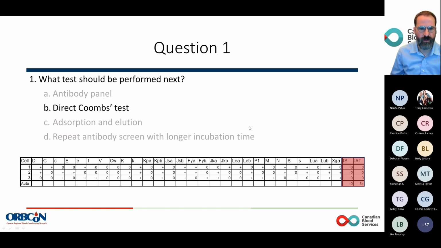And then finally, repeating the antibody screen with a longer incubation time. Well, there isn't really any reason to suspect that the negative reactions we're seeing are due to a problem with incubation, or an antibody that's not as high affinity or needs some extra time to incubate and cause some problems. That really wouldn't resolve what we're worried about here, which is potentially a drug dependent type antibody problem. So the direct Coombs test is the first next step to confirm what we're seeing with the autocontrol.